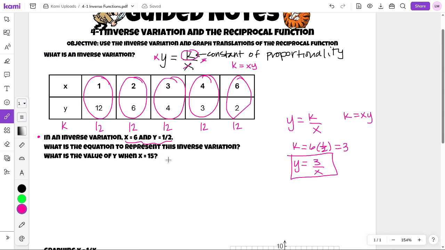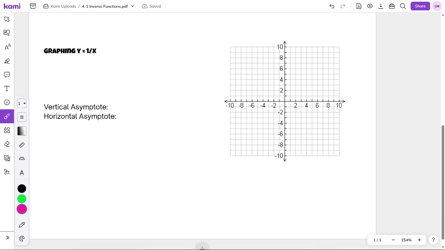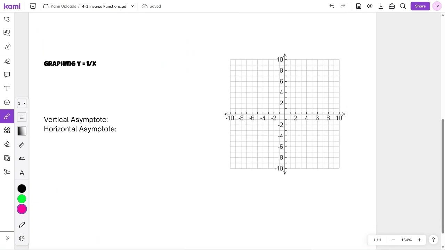All right, so what's the value of y when x is 15? So I plug in 15 for x, and y is 5. And that's the way you do inverse variation problems. All right, so let's look at the graph of 1 over x, just super quick. So if I want to graph y equals 1 over x, I would really like to be able to find key features of my function to be able to sketch a graph.